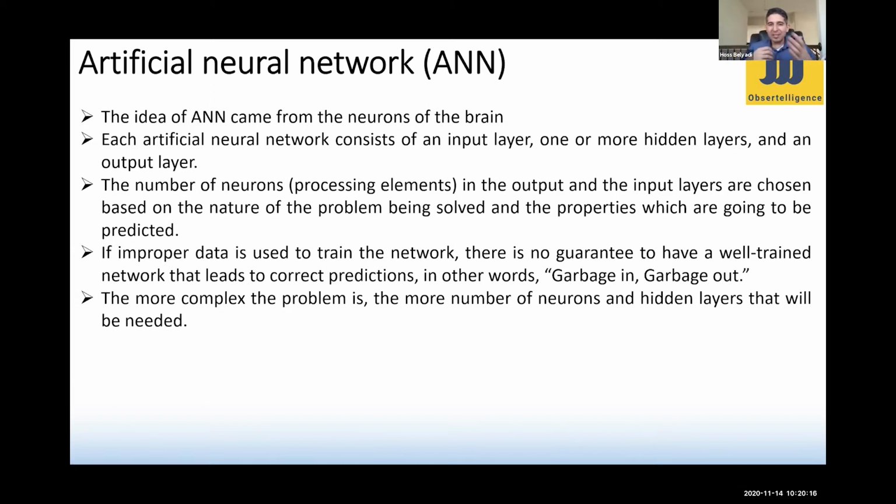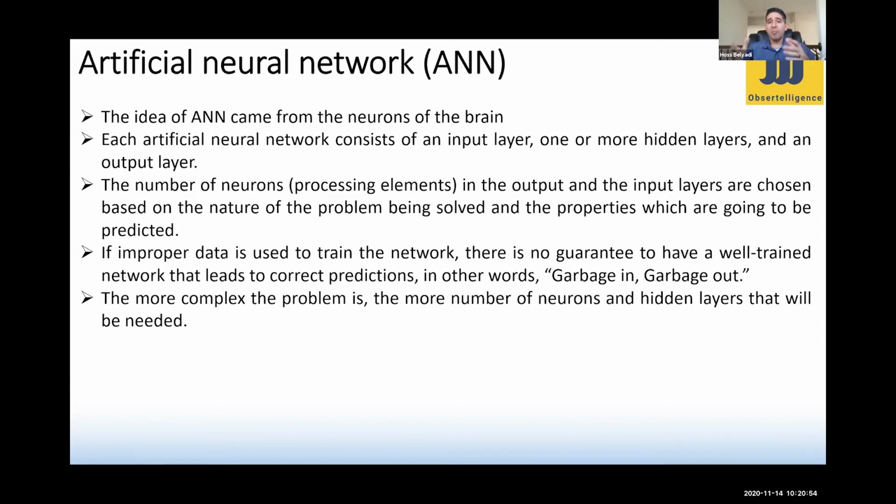Okay. So the idea for ANN came from the neurons of the brain. It tries to mimic the human brain, hence the artificial neural network. Each artificial neural network consists of an input layer, a hidden layer, and an output layer. And we're going to talk about each one: an input layer, hidden layer, and an output layer.